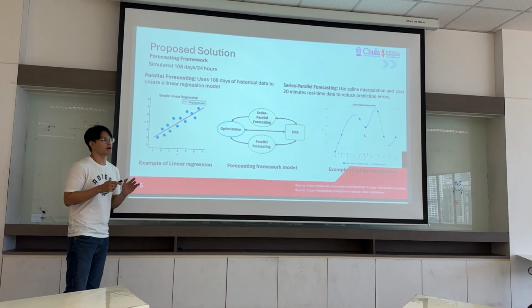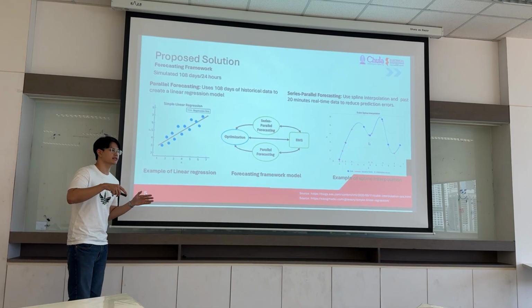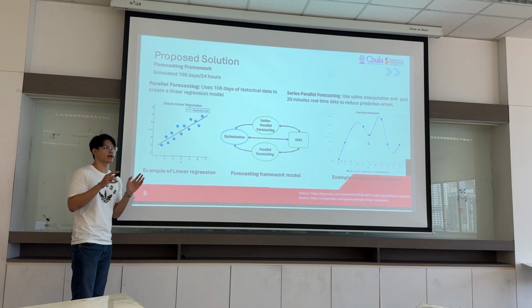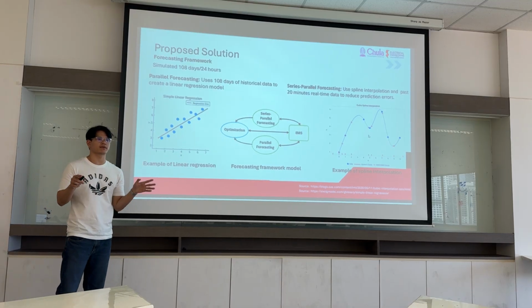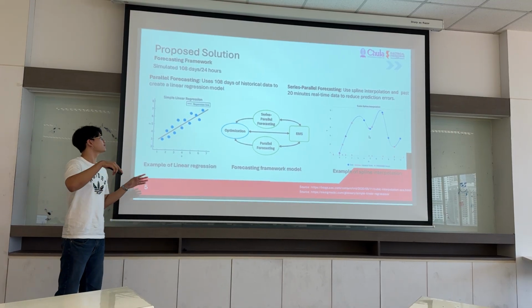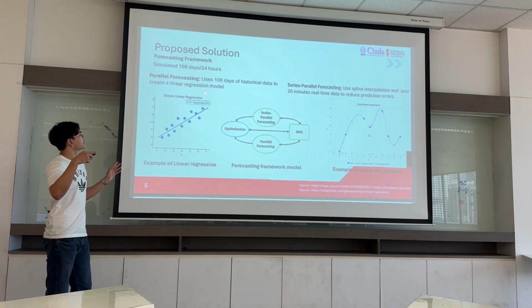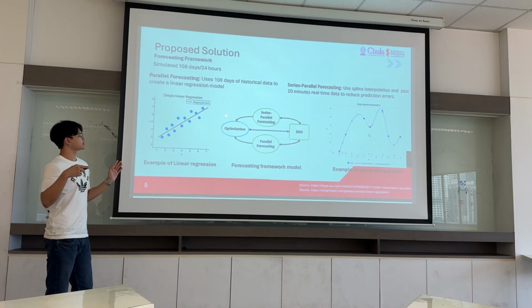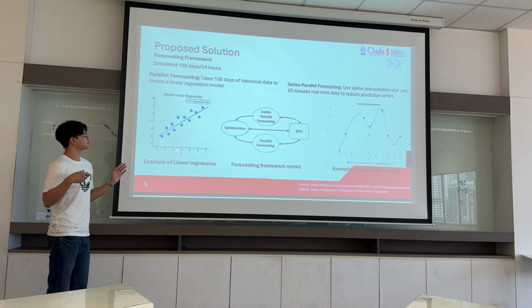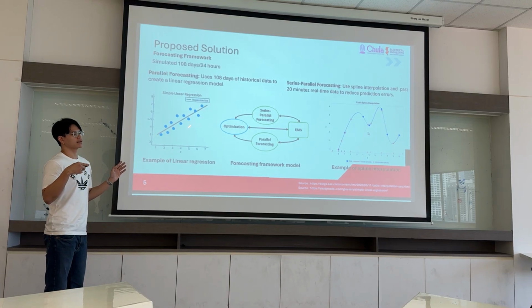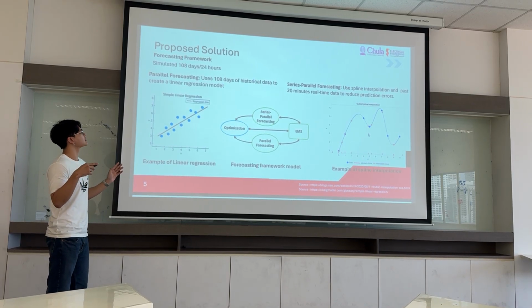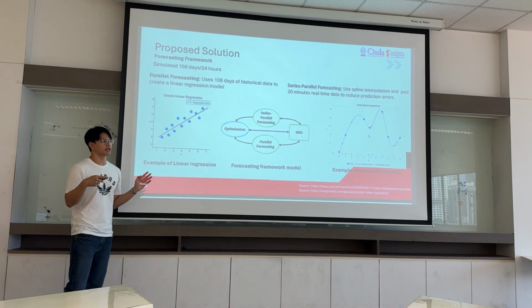Next one, we talk about the forecasting framework. We simulate this experiment for 108 days, 24 hours each. We have 2 methods. First one is parallel. Next one is series parallel. For the parallel, we create linear regression models. This is an example of a linear regression model. We have sample data and the line, which is a regression line, and we use 100 days of historical data.